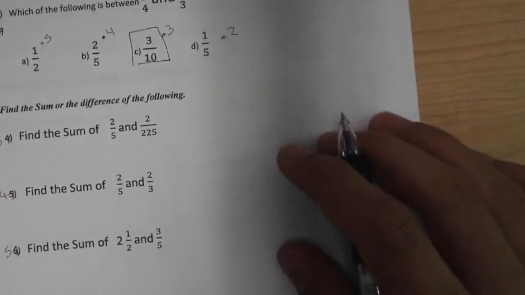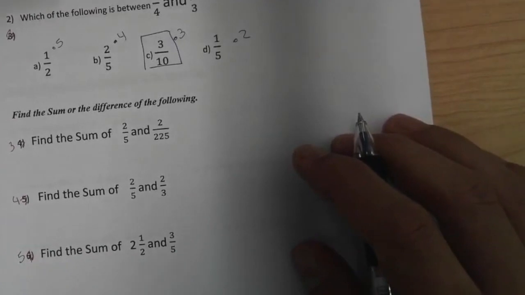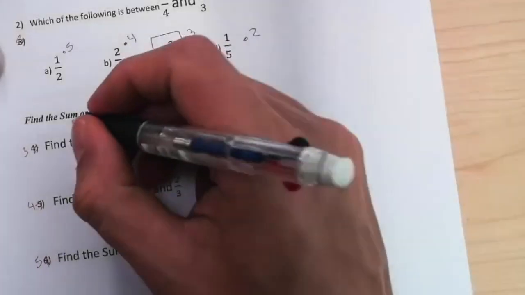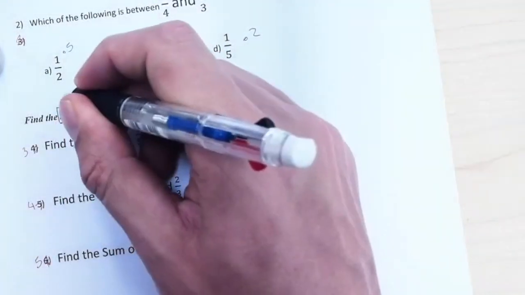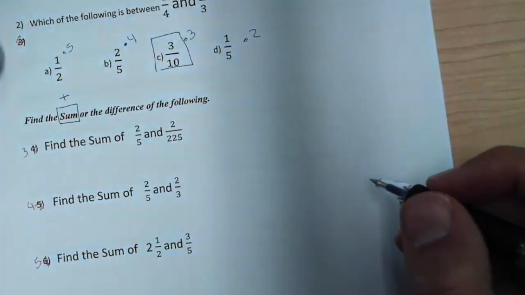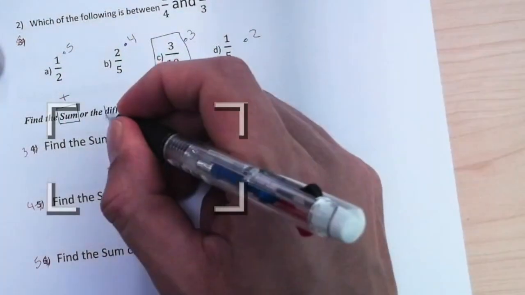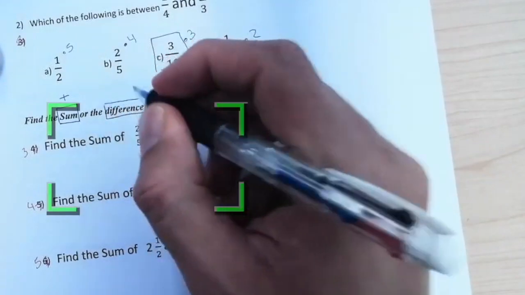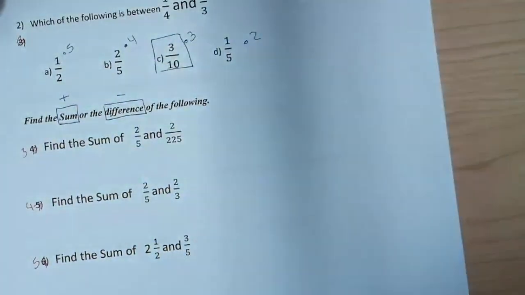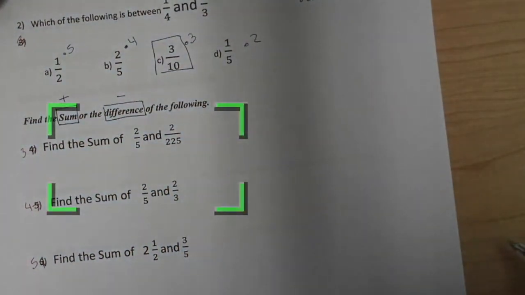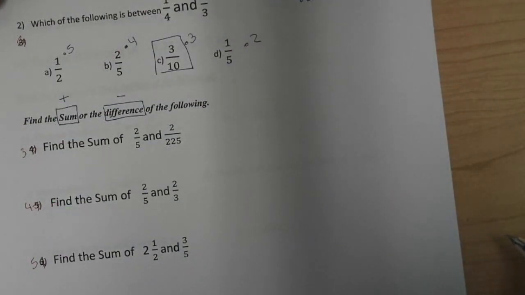Number 3. Find the sum and difference of the following. Well, we got to identify what sum means. Sum means add. Difference means subtract. Difference means take away. Sum means add.